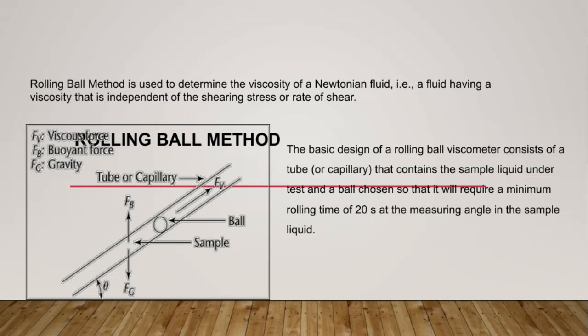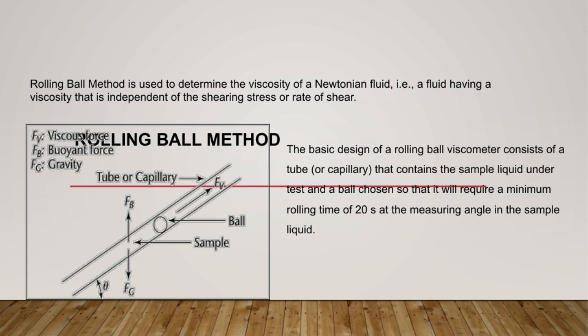Let's take a closer look at the basic design of a rolling ball viscometer. It essentially consists of a tube or capillary that holds the sample liquid we're testing. Inside this tube, there's a ball selected carefully so that it takes at least 20 seconds to roll through the sample when measured at a specific angle. This minimum time helps ensure accurate and consistent viscosity measurements.